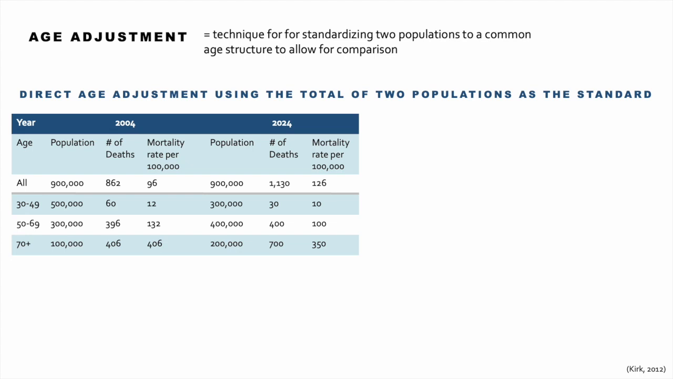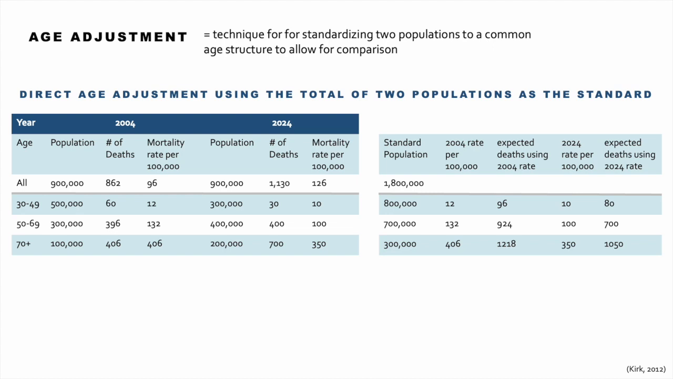Direct age adjustment uses a standard population, which we're going to create in this example by adding the two populations together. We add the total population from 2004 to the total population from 2024 to get our total standard population. Then we do the same thing for each age group, adding the 2004 population of 30 to 49-year-olds to the 2024 population in that same age group to get the standard population for that age group. And we continue that for each age group.